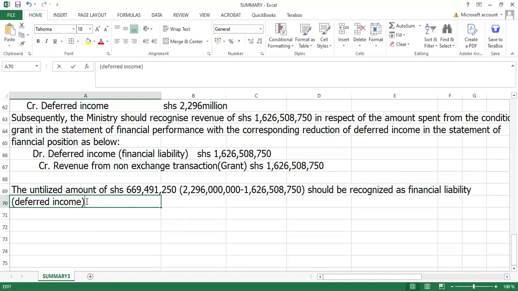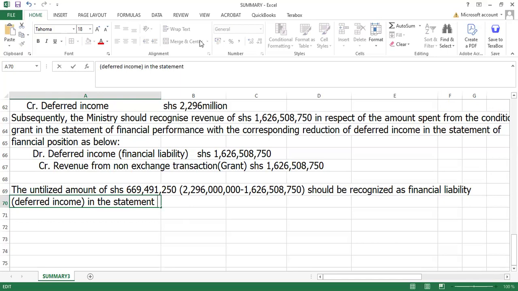So this should be recognized as your deferred income. Yes, please. Why don't we just put it straight as a payable? Because they are saying that whatever you don't use, you pay it back. It means that they can't use it again in the next period.